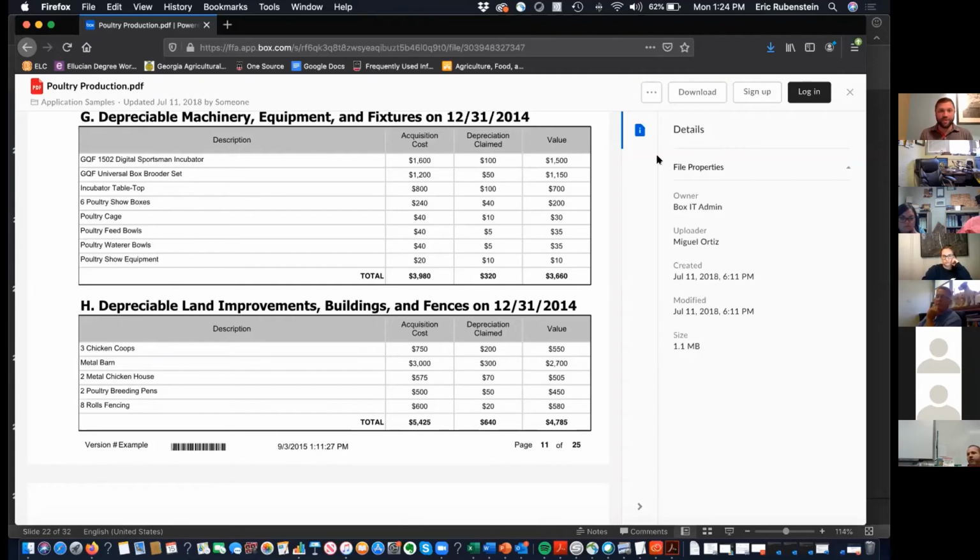Yeah, and just remember, this is a competition. Your applications are lined up next to somebody else's, and if somebody else's is more complete and more specific, who's going to receive the greater amount of points? Yep. Absolutely true.